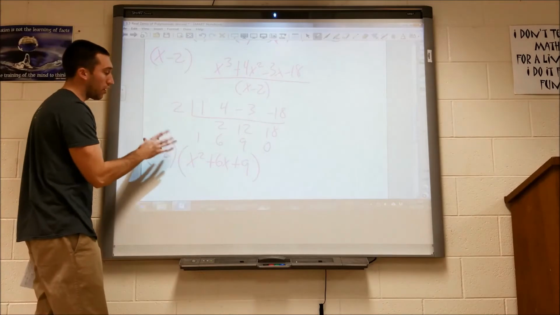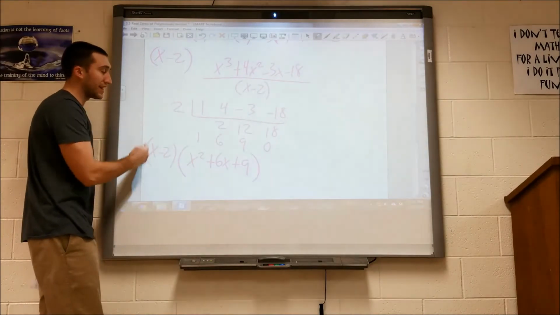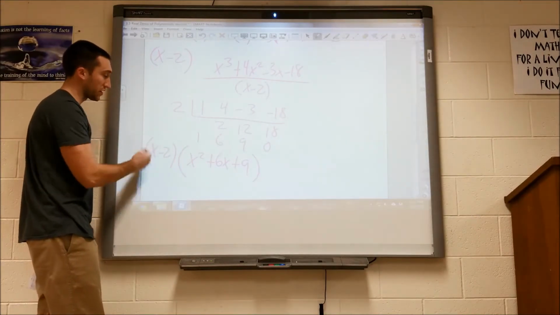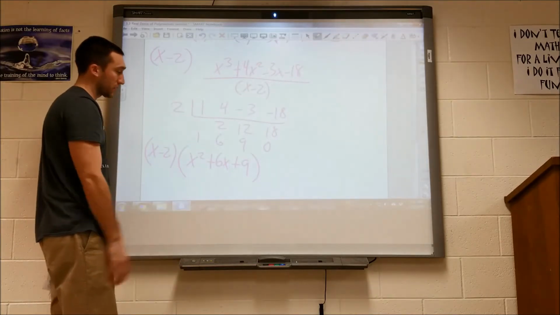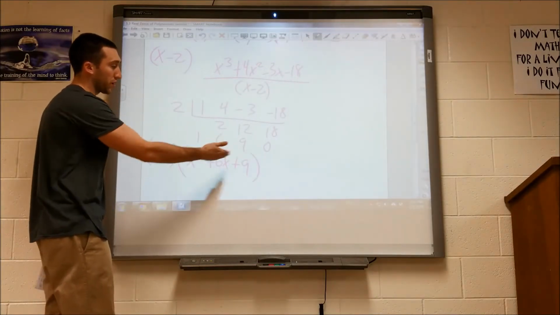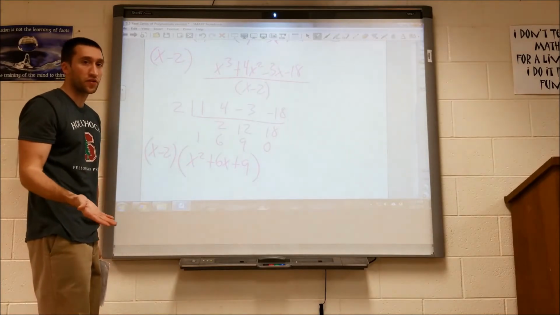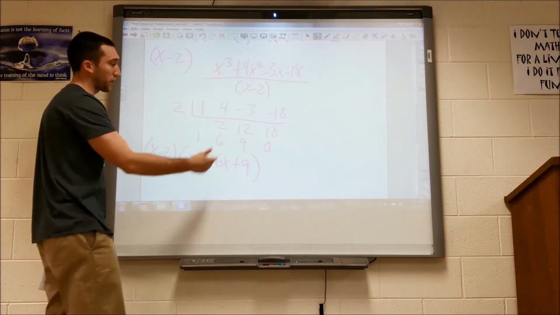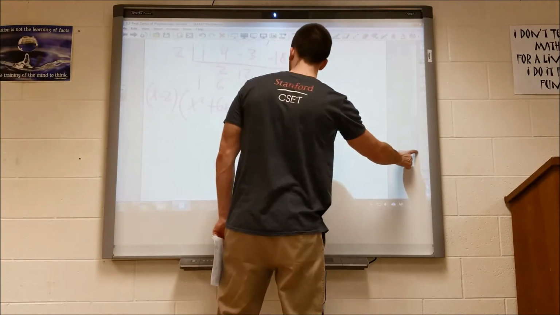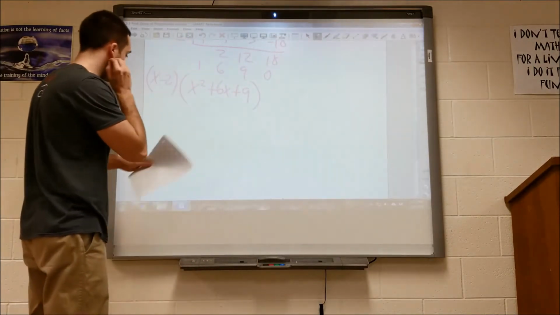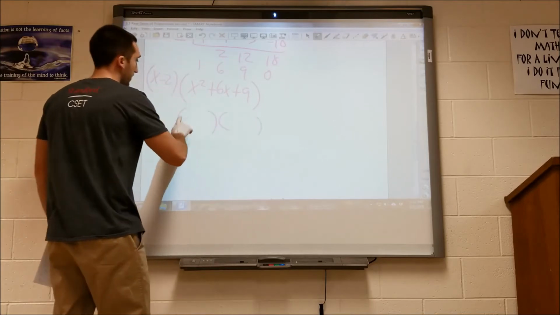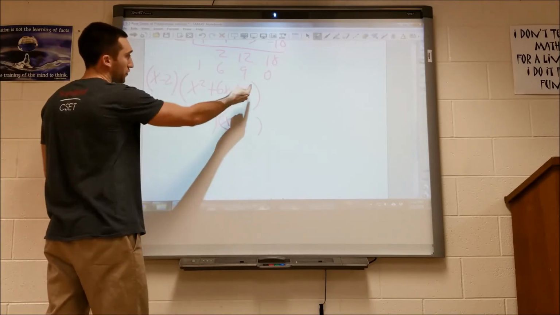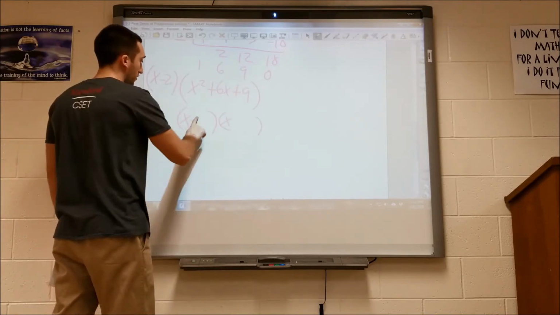I want to work it all the way down to where I just have linear terms, right? This is a linear term. Okay, so I'm going to have to factor this quadratic, which is convenient for us. Once we get to a quadratic, it should be easy enough to find the 2 remaining factors, because we can just factor this quadratic nice and easy. Factors of 9 that add up to 6 are 3.